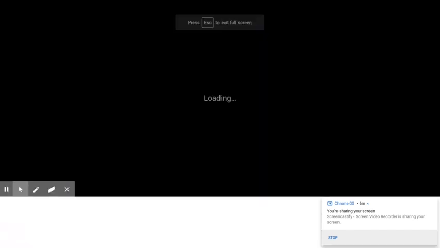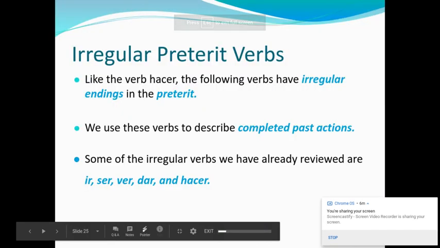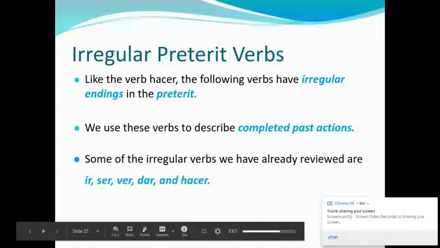So if we take a look at the irregular preterites, so if you just saw on that following slide, we went over ir, ser, ver, dar, and hacer already. And we have some more. So, sorry for the mistake here. So we have andar, to walk, which goes to anduv. Estar, the verb to be, which goes to estuv.